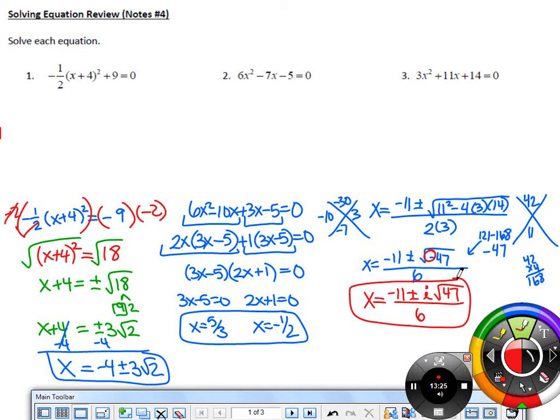Any questions about quadratic stuff? No? So just a reminder of all of our different methods. We can take square roots, we can factor, we can use quadratic formula.